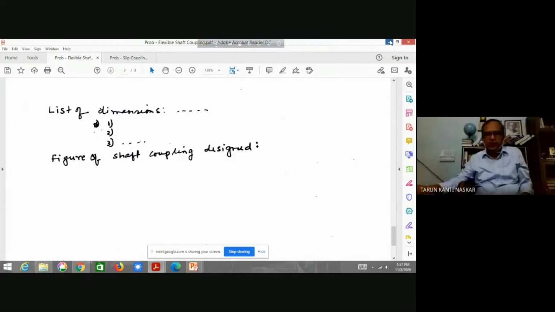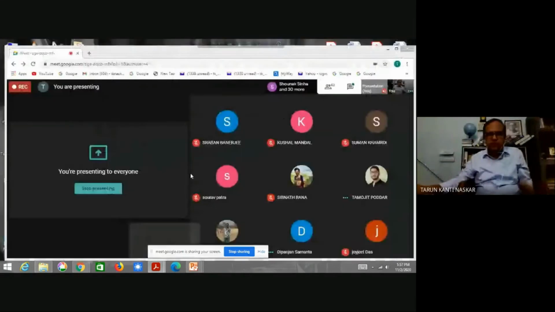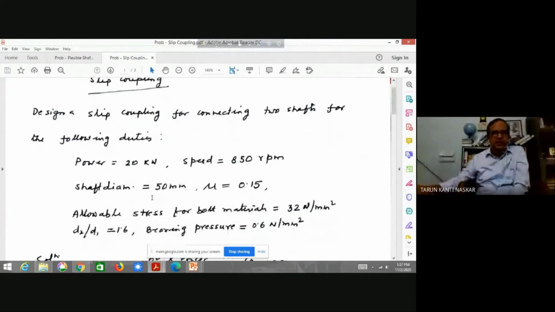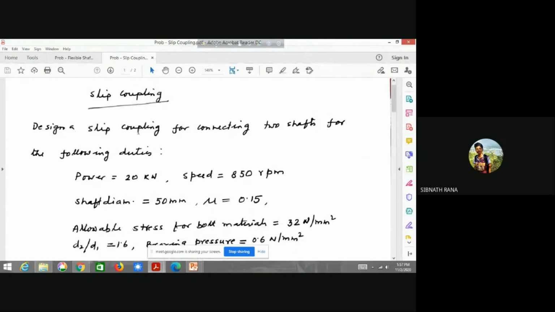Then another problem I will show you, that is the slip coupling. You can see the screen, slip coupling. Can you see the screen? Yes, sir.